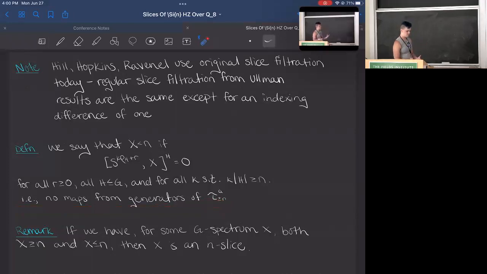Now, if we have for some G spectrum X both X at least n and X no bigger than n, we call X an n slice. And what we're really interested in with the slice filtration is finding out slices and what they are. So we're going to take some spectrum X and ask, is this a slice? If yes, that's awesome, we're done. If not, then we want to decompose X into its slices, into its building blocks, and see how they fit together.